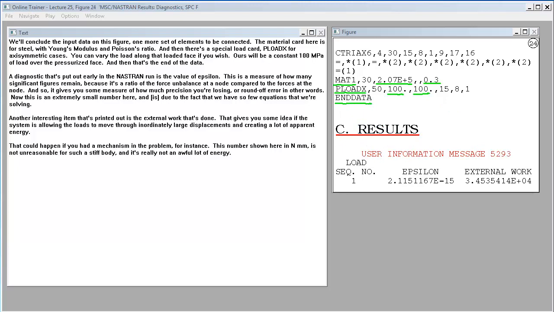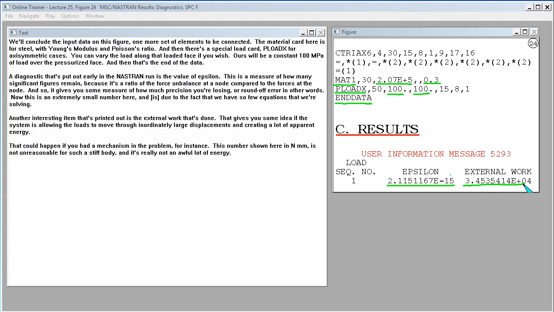A diagnostic that's put out early in the Nastran run is the value of epsilon. This is a measure of how many significant figures remain, because it's a ratio of the force on balance at a node compared to the forces at the node, and so it gives you some measure of how much precision you're losing, or round off errors, in other words. Now this is an extremely small number here, and due to the fact that we have so few equations that we're solving. Another interesting item that's printed out is the external work that's done.